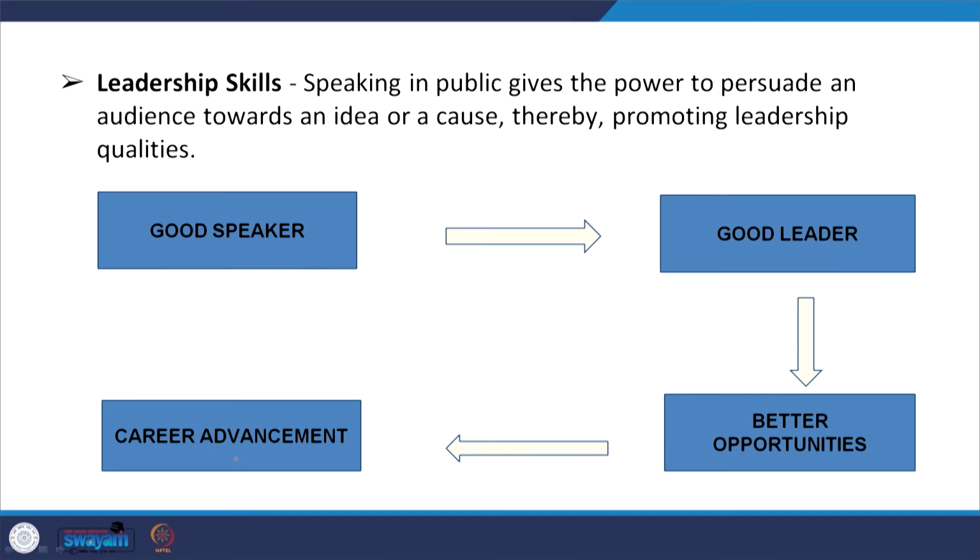Leadership skills, as I have been saying: most of the leaders that you know, not only in the present day world, but even in history, you will find that they had the power to influence. The power to influence comes from the power to speak. So speaking in public gives you the power to persuade an audience, to motivate them. Fine. So a good speaker can become a good leader, and he can have several opportunities where he will always be the person most sought after.